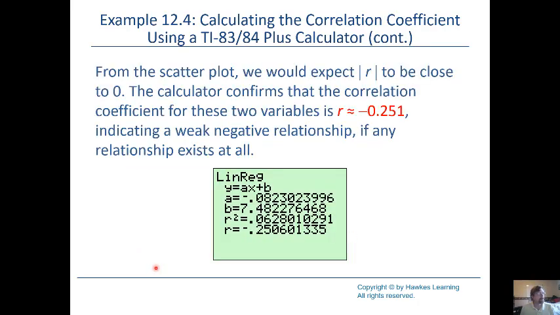We would expect that to be close to 0. So we get the correlation coefficient here. The Pearson correlation coefficient is negative 0.251, which indicates a pretty weak relationship, if any.